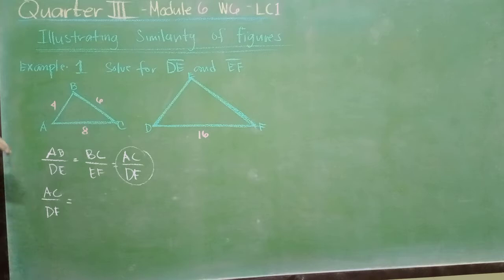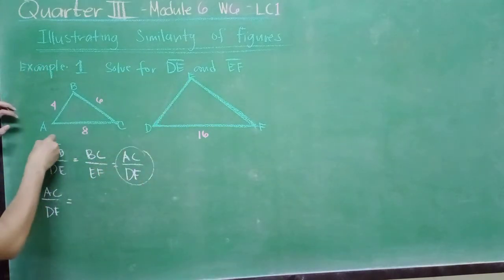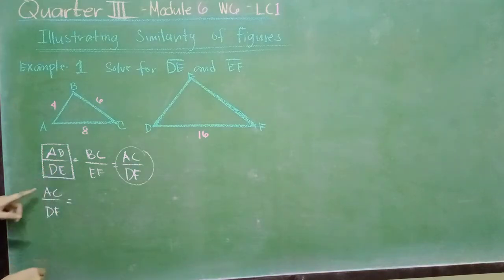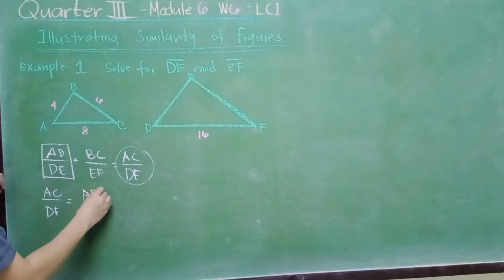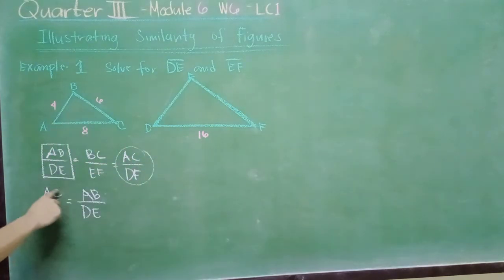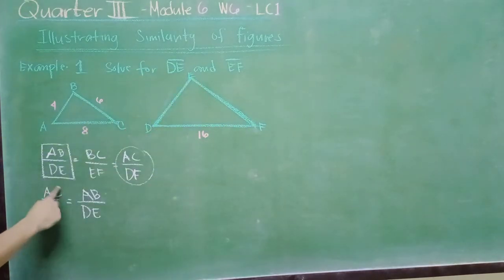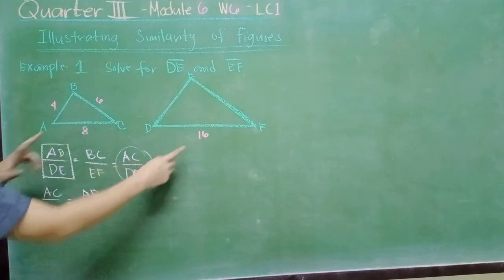ipapareha ko ngayon siya doon sa ratio na yung isang mayroong value, yung isa wala. So in this case, yung AB tsaka yung DE. So it's this one. So AC over DF is equal to AB over DE. So ganyan muna. So yung AC over DF, which is this one, parati mo siyang gagamitin para ma-solve yung DE at saka EF. Parati mo ginagamit itong ratio na yan kasi meron silang mga values.